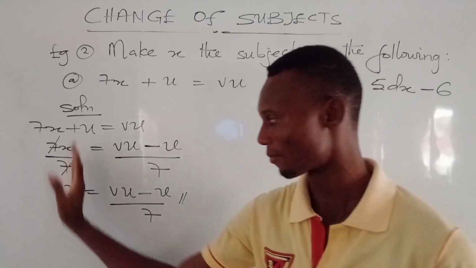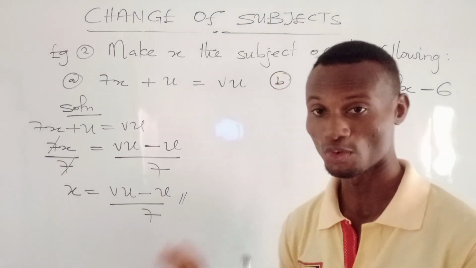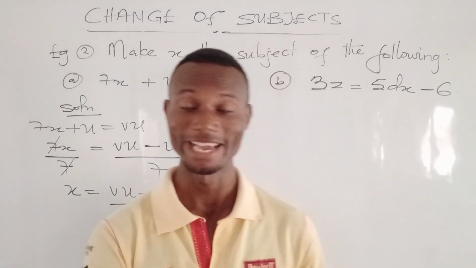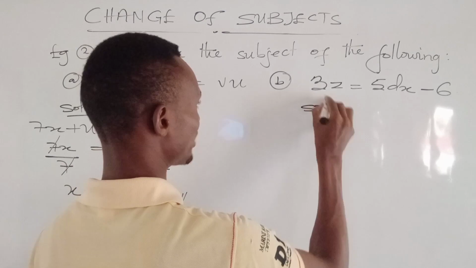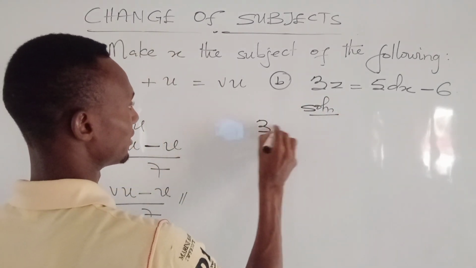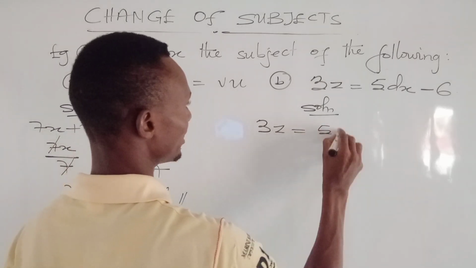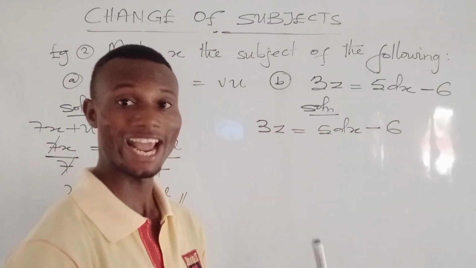You can see from here that S is standing alone. This is your final answer. I hope you understood it. So let's go ahead and solve the B as well. Let me write down my solution and let's do it together. So I have 3Z equals 5DS minus 6. We have to make S the subject.